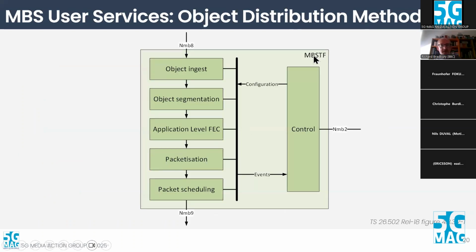And this is a kind of a summary of how the MBS transport function works in this object distribution method. This is kind of rotated by 90 degrees compared with the diagram I showed before, but it ingests objects at reference point NMB8 from outside, and then it segments them, maybe applies some AL-FEC to them, turns them into FLUTE packets, and then schedules them for transmission down to the MB user plane function at reference point NMB9. And all of this is configured using a RESTful interface at reference point NMB2.